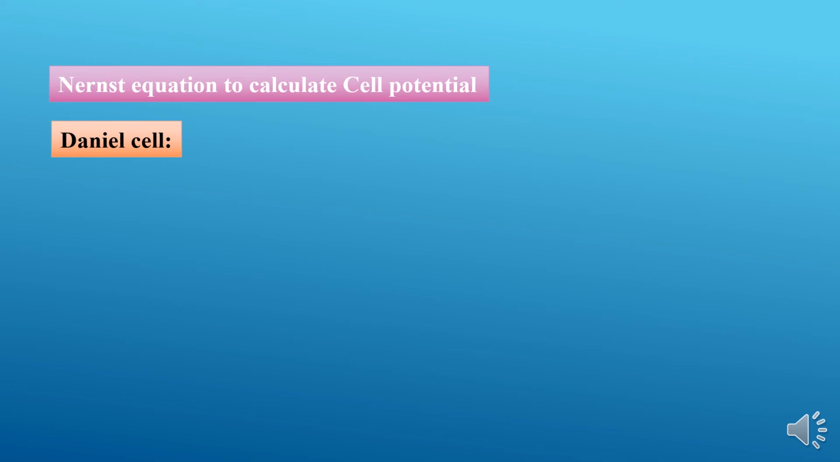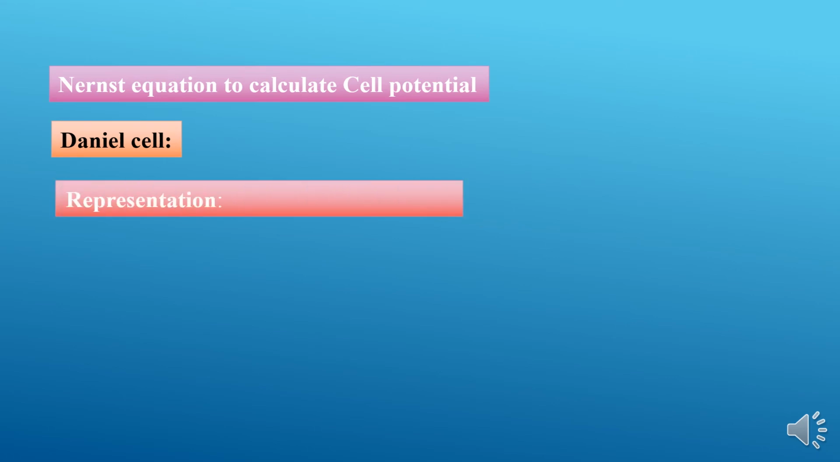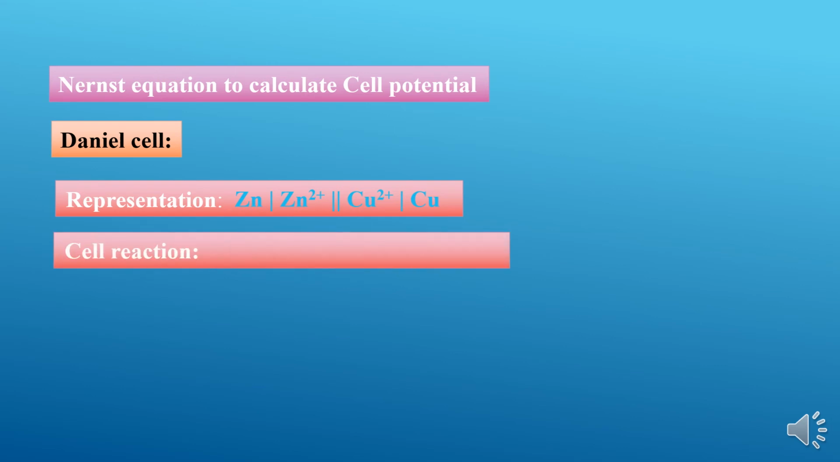First one is the Daniell cell. The cell representation of the Daniell cell is zinc, which undergoes oxidation, written on the left side, connected with the salt bridge, double bar, and copper, which undergoes reduction, Cu2+ | Cu, written on the right side. Cell reaction: zinc undergoes oxidation and Cu2+ undergoes reduction. Zn plus Cu2+ gives Zn2+, and Cu2+ is reduced to Cu. This is the cell reaction.